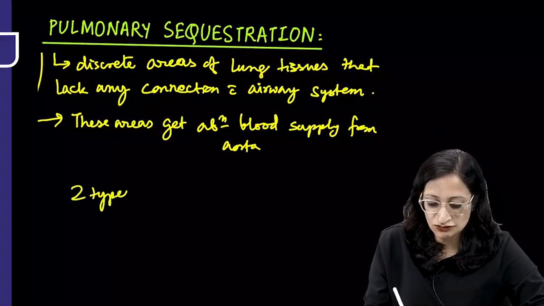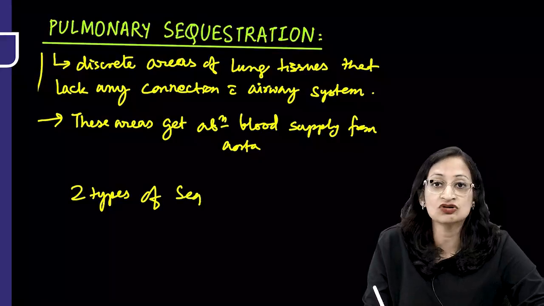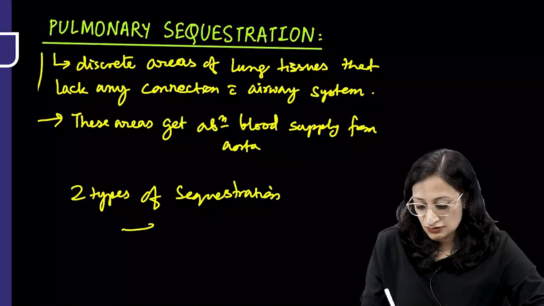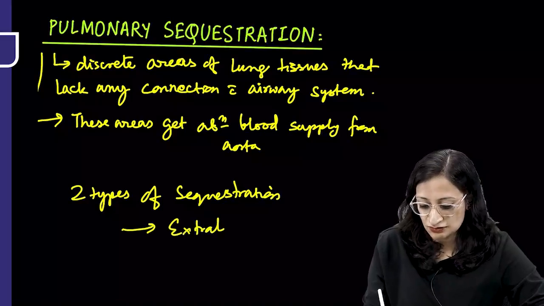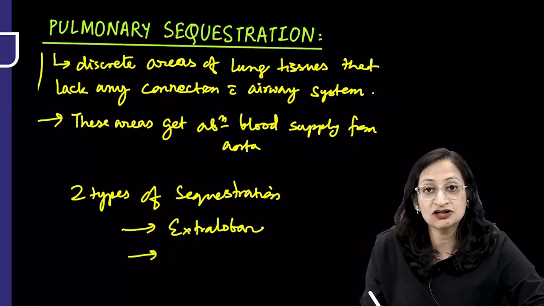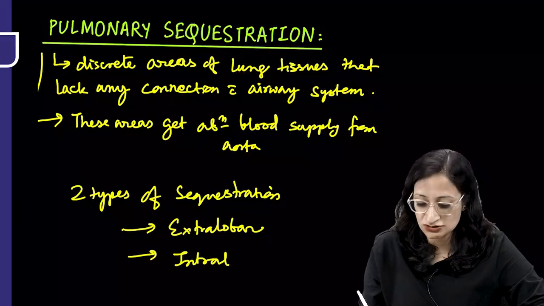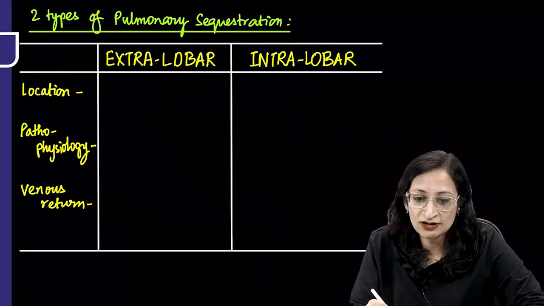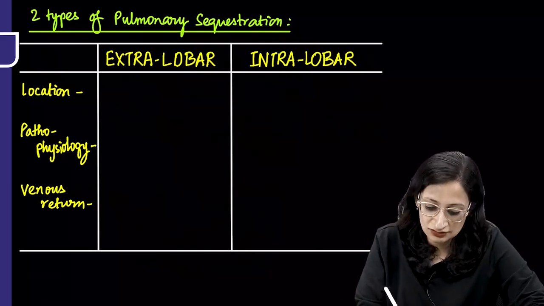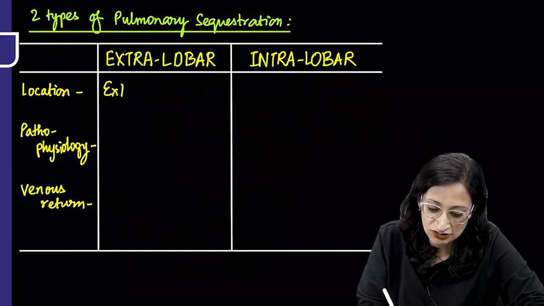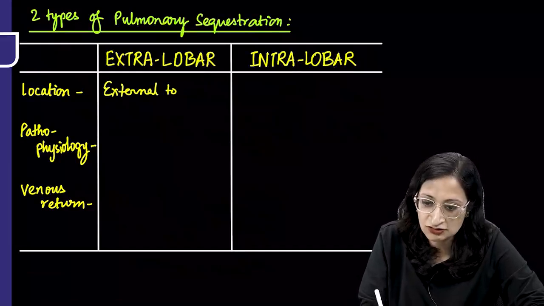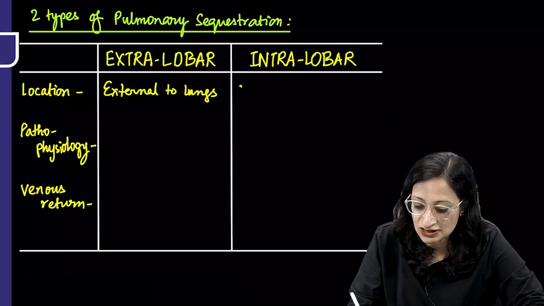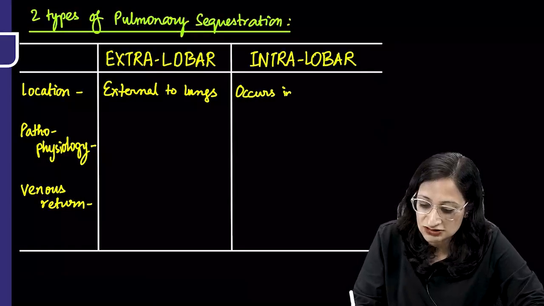There are two types of sequestration. What are they? The extralobar type and the intralobar type. Let us see the differences between them. The extralobar type is present external to the lungs, while, as the name itself tells you, the intralobar type occurs inside the lungs.